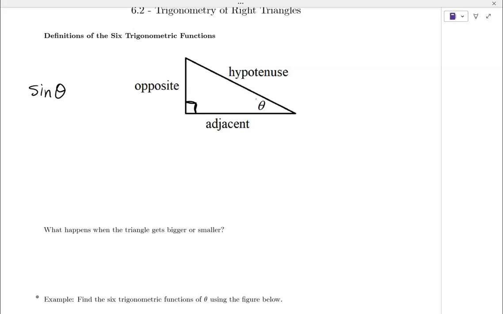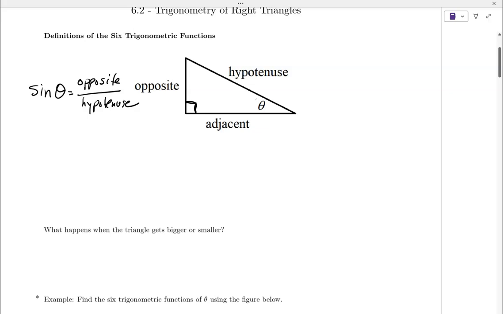Okay? All right. So the way we define the sine function in terms of the right triangle, you do the ratio of the length of the opposite side over the length of the hypotenuse. And we'll go through and figure out the different functions using the triangle that I have at the bottom of the page. So I just want to get what the definitions are. So that's how we do the sine function. We do opposite over hypotenuse. That's how we get that ratio.